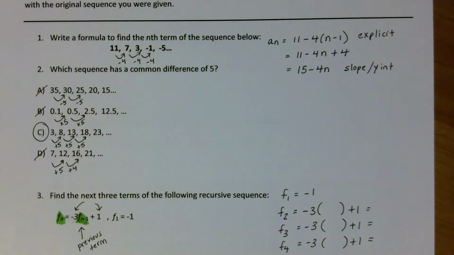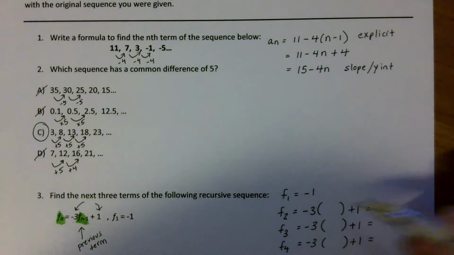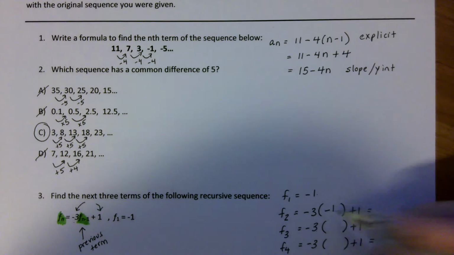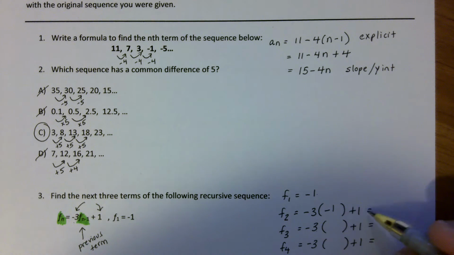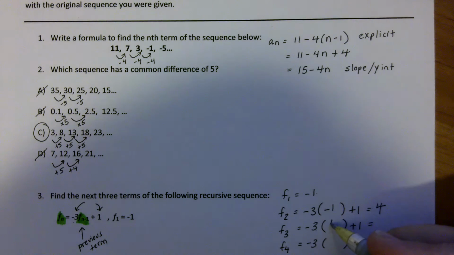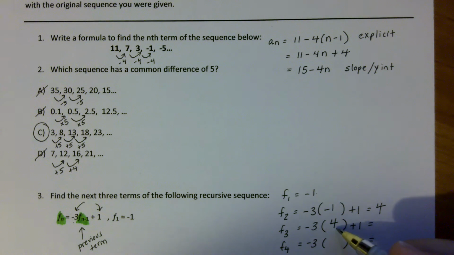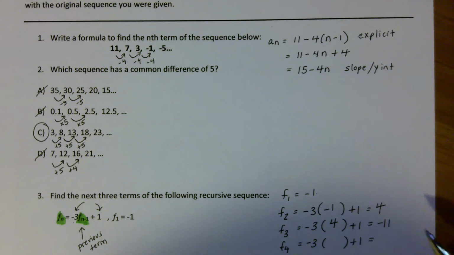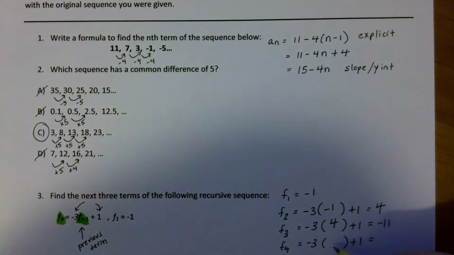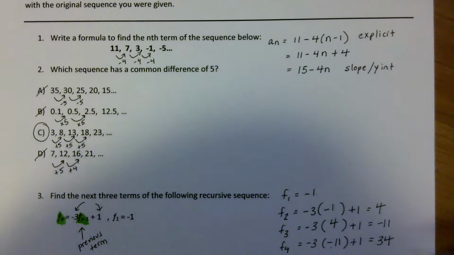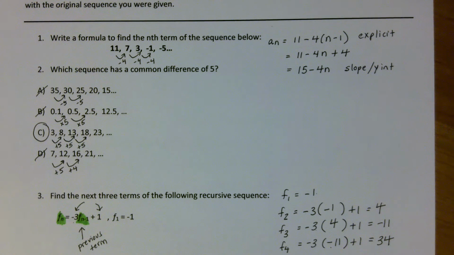Now all you do is just put the previous term value in here. So f sub 2 is negative 3 times the previous term, negative 1. Negative 3 times negative 1 is 3, plus 1 is 4. F sub 3 is negative 3 times the previous term, which is 4. Negative 3 times 4 is negative 12, plus 1 is negative 11. And then finally, my fourth term: negative 3 times the previous term, negative 11, multiply that and add 1, and I get 34. So those would be my next three terms.